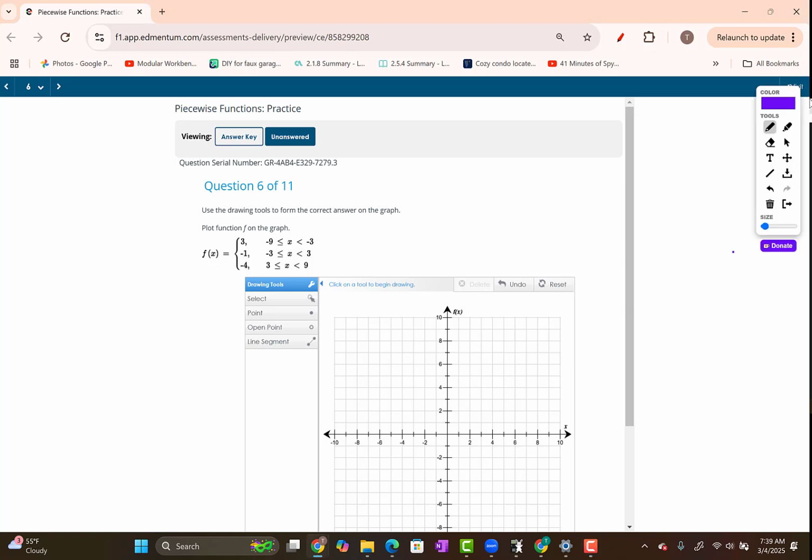Question 6. Use the drawing tools to form the correct answer on the graph. Plot the function f on the graph. So we have a piecewise function. So let's take this one piece at a time. So let's take this top piece.